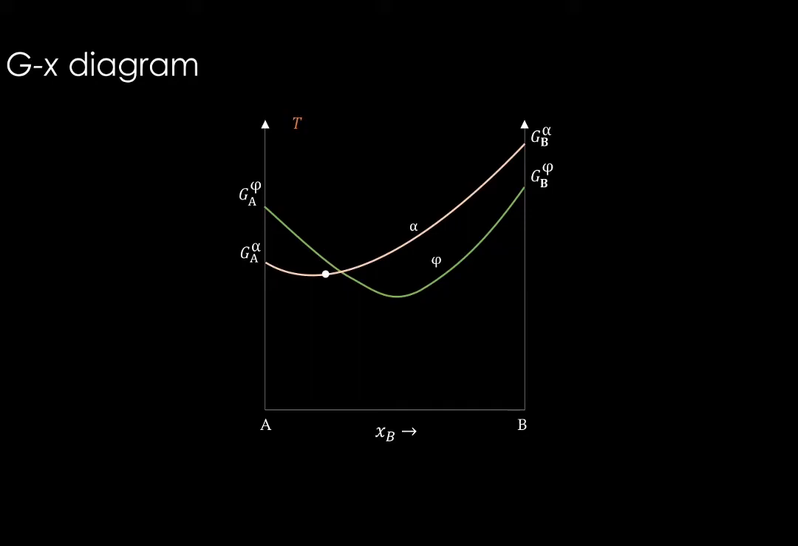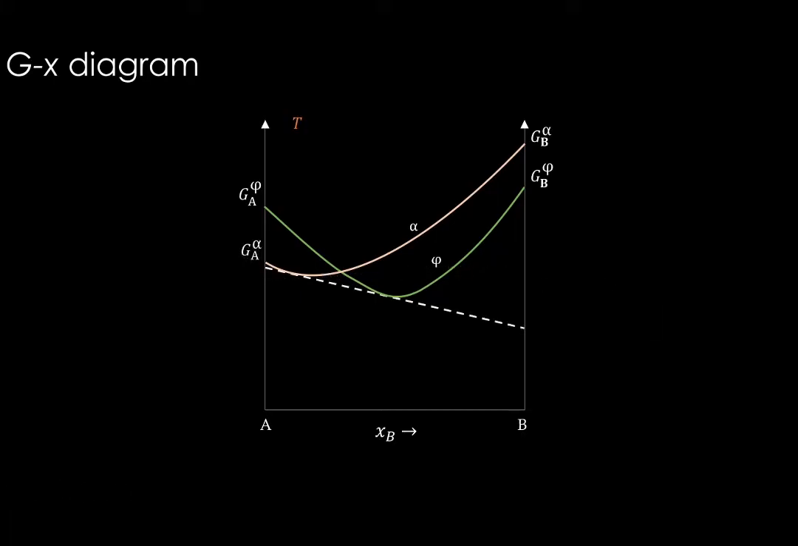This is in alpha, right? So is single phase alpha stable at this composition? Draw the tangent and see. Here we are seeing this green part is below the tangent. So that is also not stable.